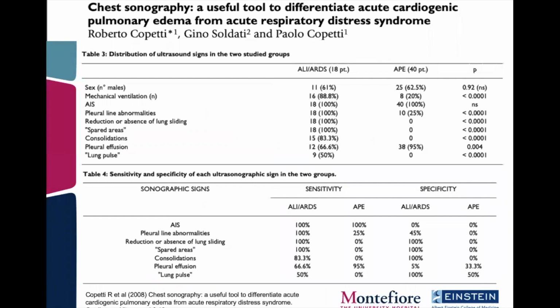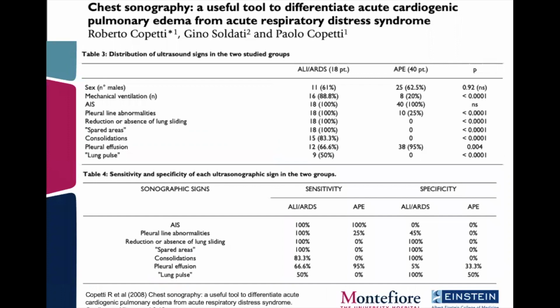Moving on to B lines. A common question when faced with diffuse B lines in acute respiratory failure is whether the etiology of the B lines is inflammatory, from a condition that causes increased permeability like ARDS or pneumonia, or if the B lines are hydrostatic in nature from cardiogenic pulmonary edema.